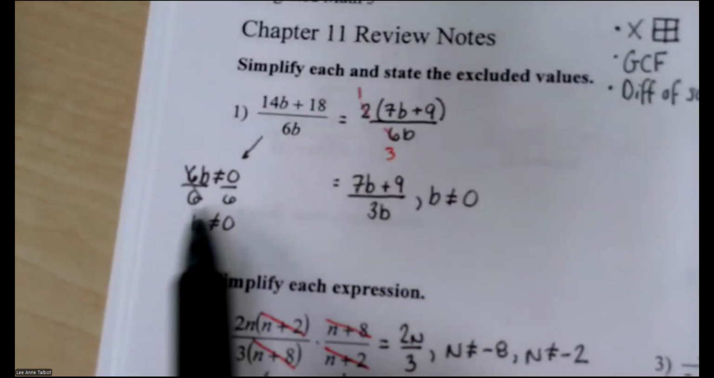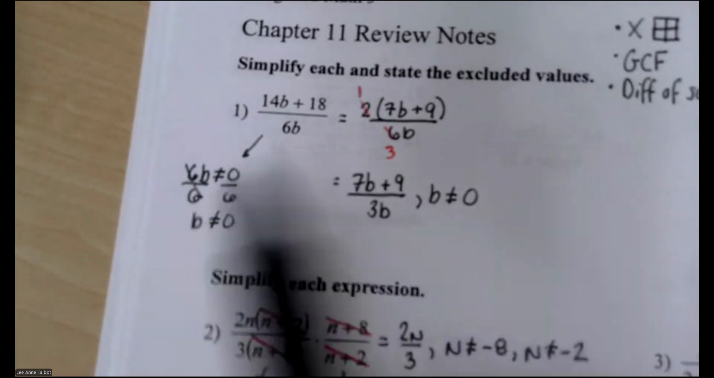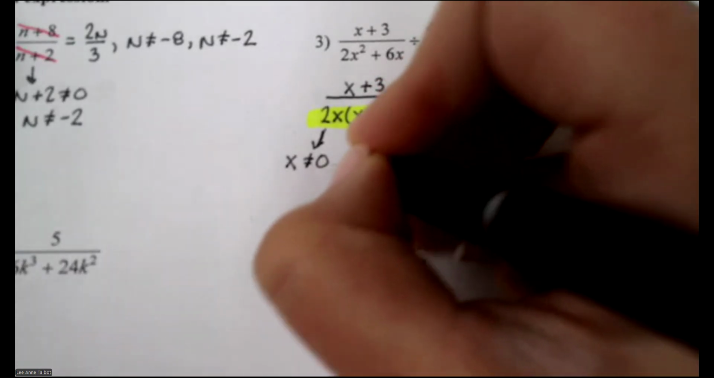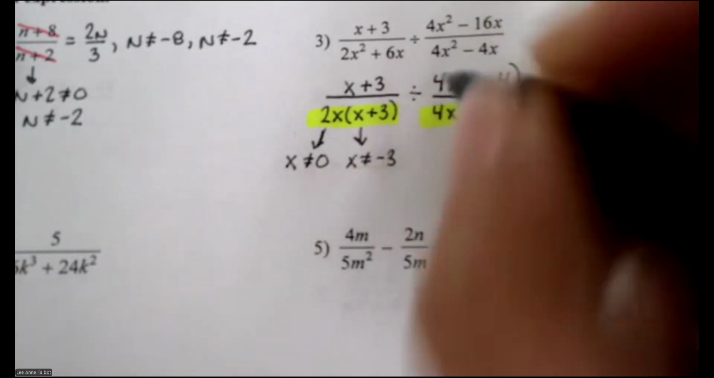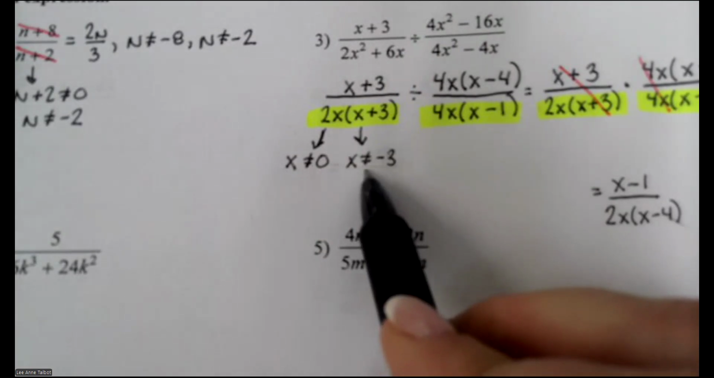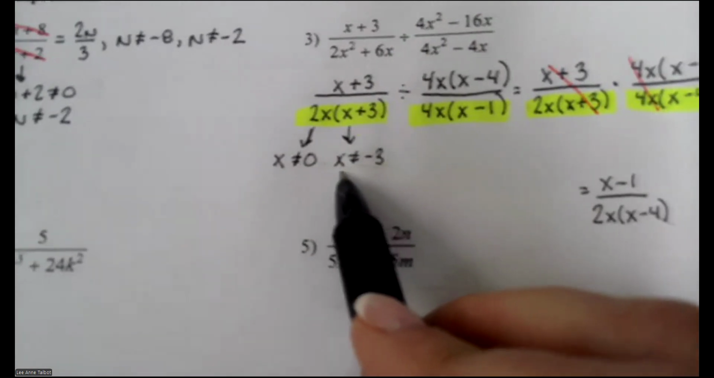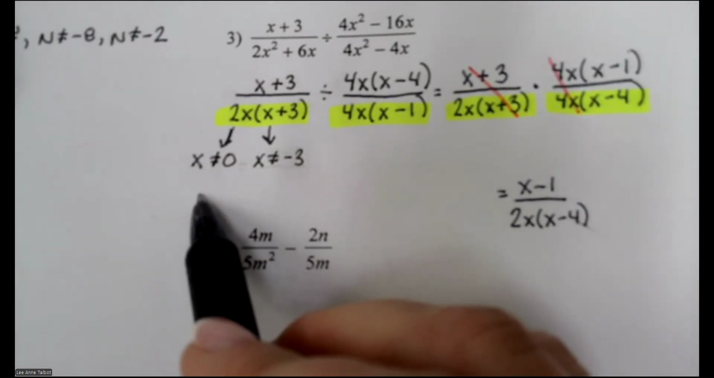I showed my work on this one for 6b. I just divided by 6 on both sides. 0 over anything is 0. Okay. Are you okay if I say x cannot equal -3 from this one? Okay.